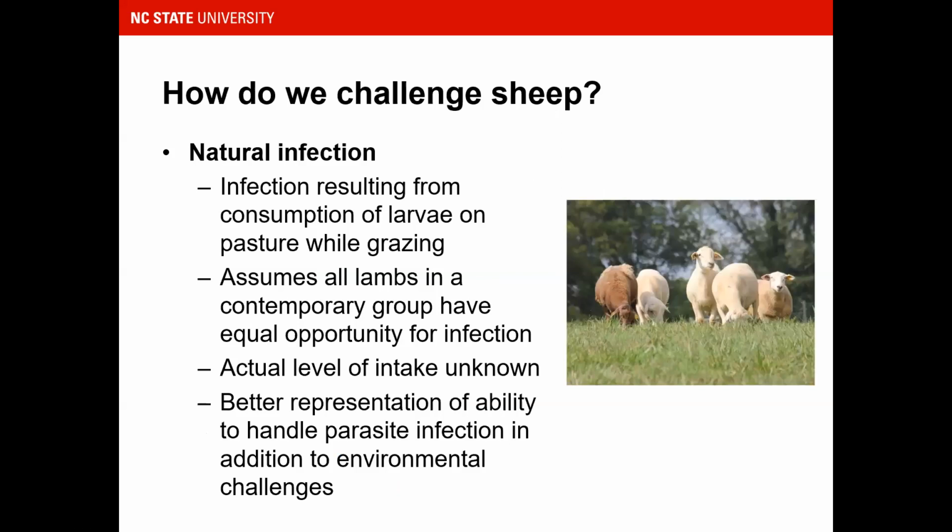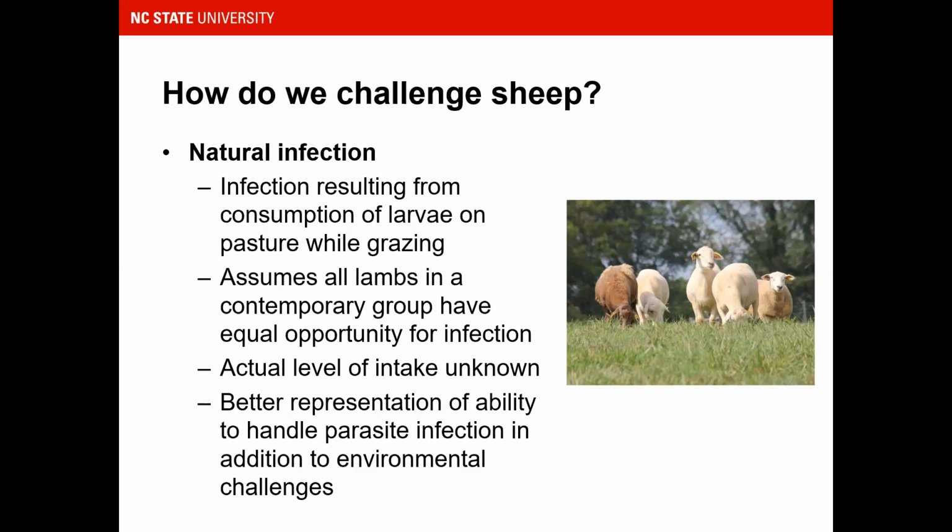Traditionally, and probably the best method, is through natural infection. And that's infection resulting from consumption of larvae on the pastures while they're grazing. This is the most natural, what we consider our standard form of infection. It assumes that all lambs in the contemporary group have an equal opportunity for infection. So we're assuming they all have the same opportunity to get infected, but the actual level of intake is unknown.